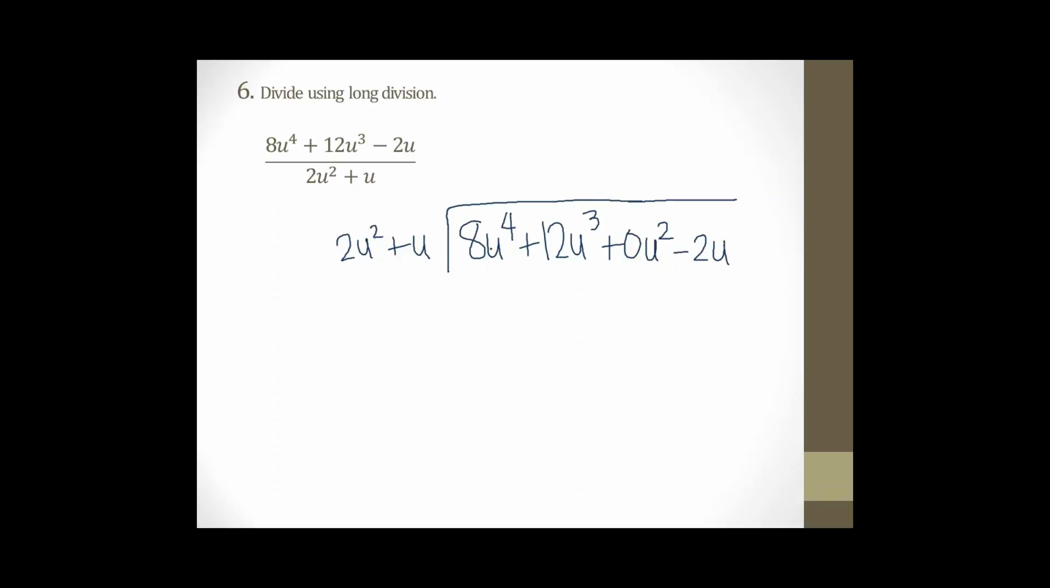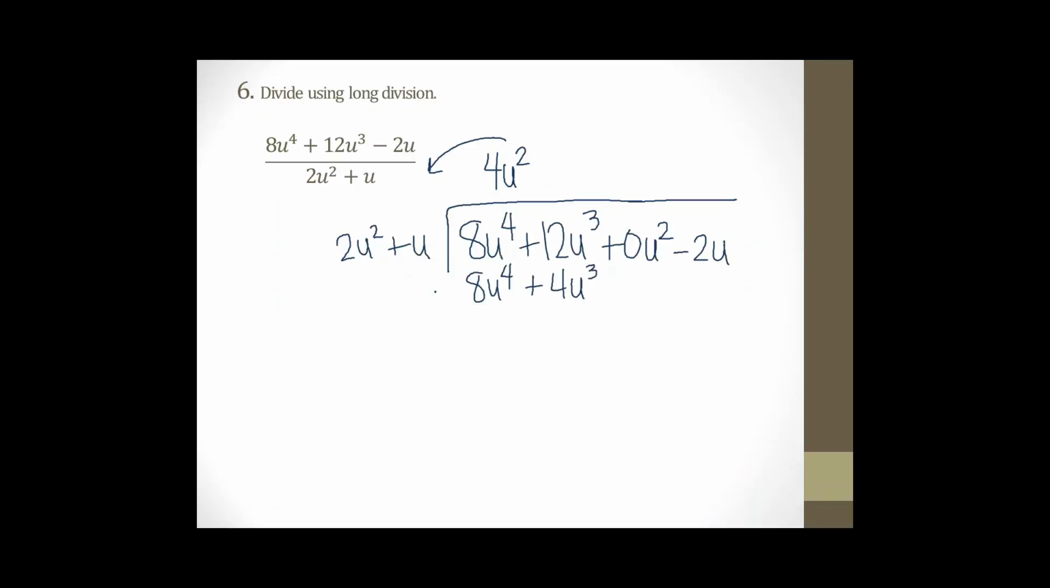So we're going to take the leading term in the dividend divided by the leading term in the divisor, or 2u squared times what gives you 8u to the 4th. That's going to be 4u squared. Now we're going to multiply 4u squared times both terms in the divisor. So 4u squared times 2u squared is 8u to the 4th, which is our goal. We want to get the same term. And then 4u squared times u is 4u cubed.